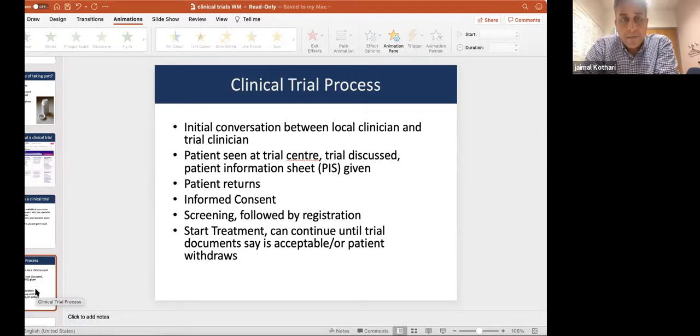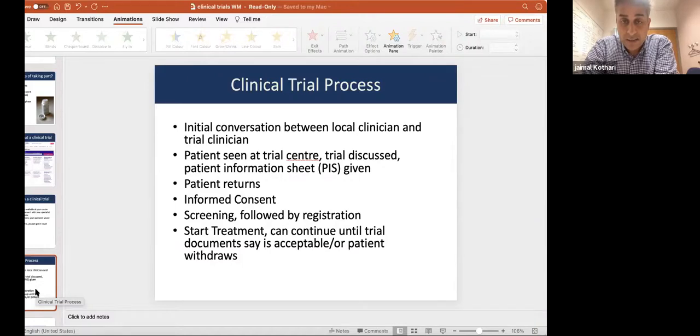Okay. So people have to be given at least 24 hours between giving the patient information sheet and then returning to sign the consent form. And then after consent, you go through what's called a screening process, where you have a bunch of tests, blood tests, scans, bone marrows, etc., to make sure that all the criteria are appropriate and they fit. All those results are discussed with the sponsor of the study, the sponsor that's legally in charge of running the study, to make sure that you're eligible. If you are eligible, then you're registered.